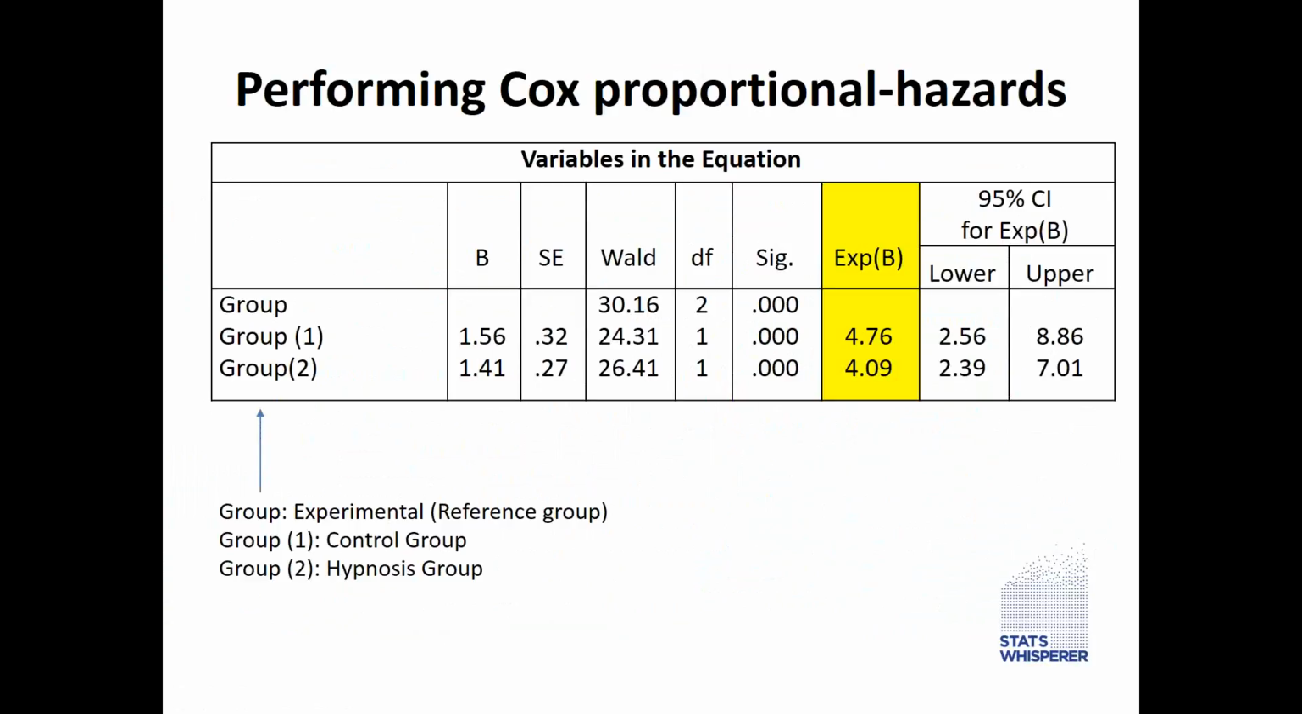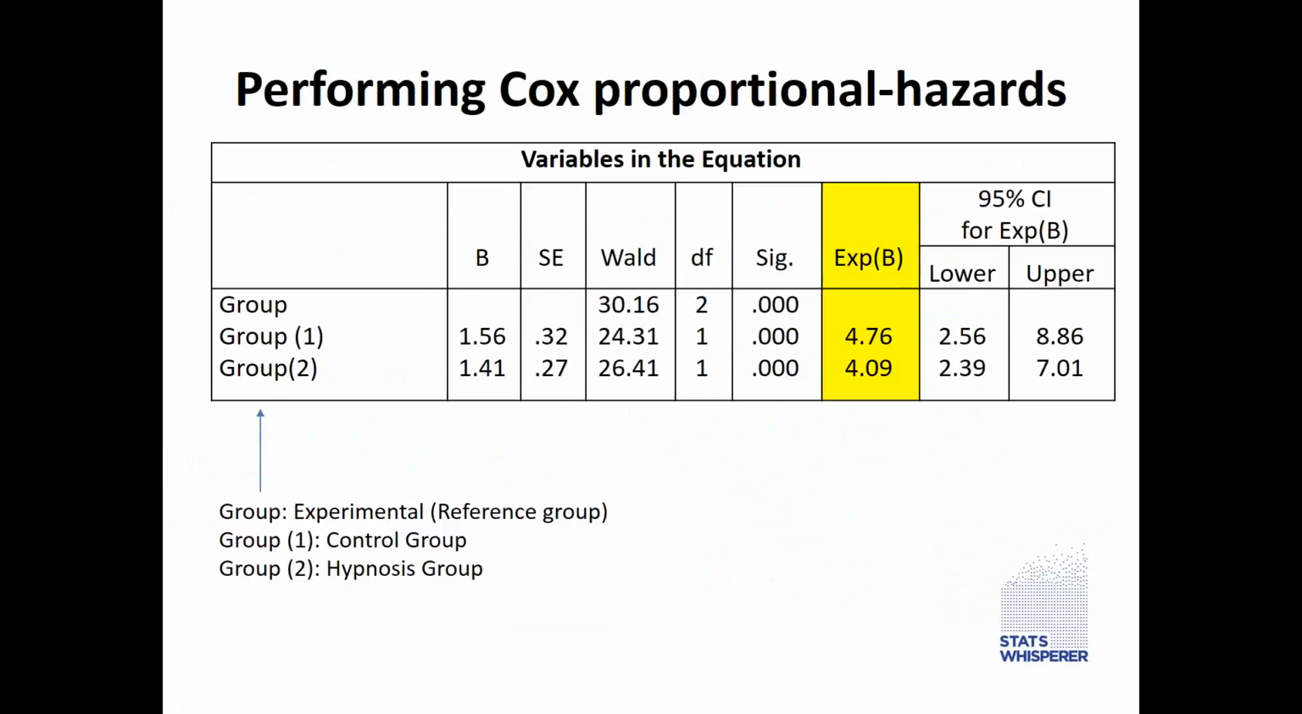Okay, so if we start looking at the hazard ratios, the first thing we want to keep in mind is to the left in the variables in the equation box, we have group. Now all it says is group and then group with a 1 and a 2 next to it. So we don't want to get confused. So what does that mean? The first group without a number, that's the reference group. That was the final group in the categories. So that's the experimental group.